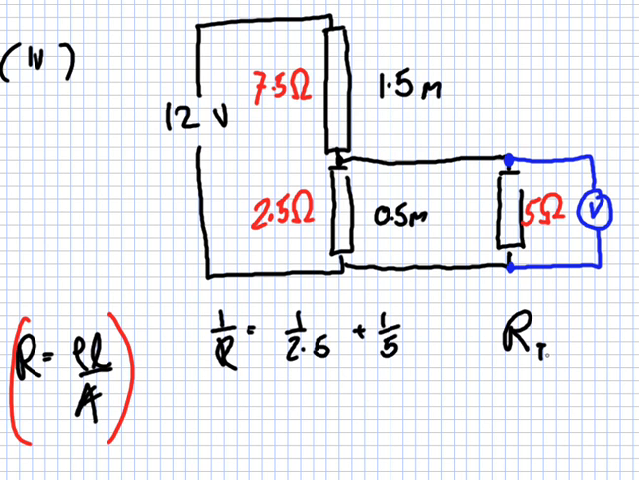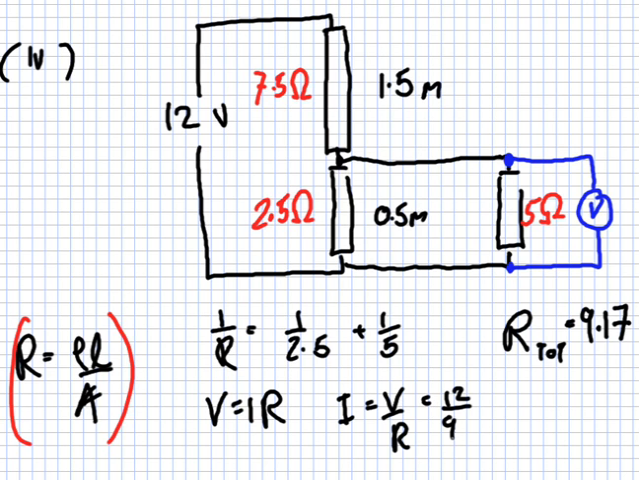So this is 5 over 3, and then I add it to 7.5. So in total I'll get 55 over 6, or 9.17. Now I have V equals I R, so I equals V over R, so that will equal 12 over this answer. So that is 1.31 amps, the current.